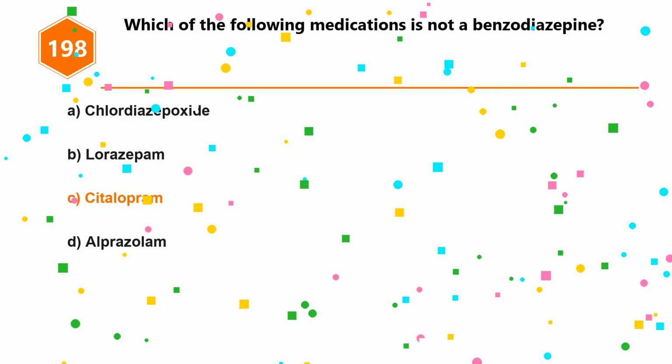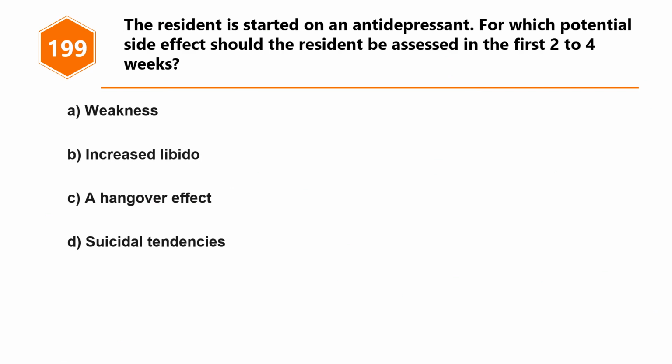The correct answer is option C. Citalopram. Question 199. The resident is started on an antidepressant. For which potential side effect should the resident be assessed in the first 2 to 4 weeks? Option A, weakness. Option B, increased libido. Option C, a hangover effect. Option D, suicidal tendencies.